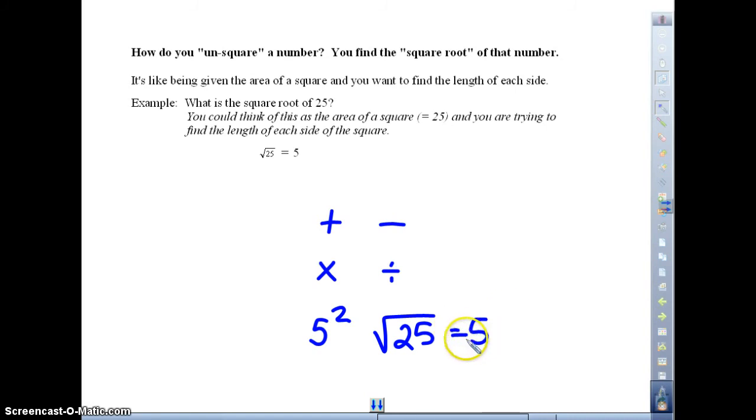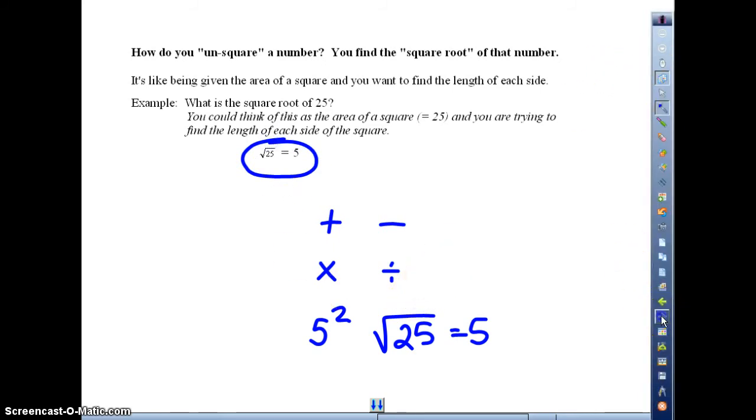So it's like being given the area of a square and you want to find the side length. What is the square root of 25? You could think of this as the area of a square, which equals 25, and you're trying to find the length of each side of the square. You would take the square root of the area, and you'd find out that the side length is 5.